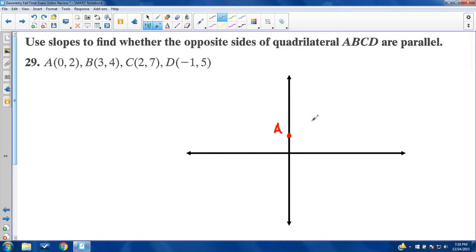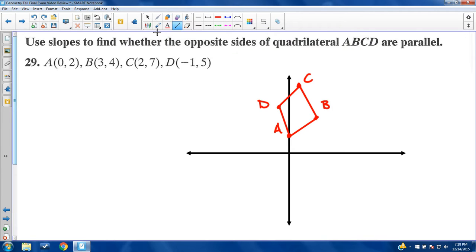B is at 3, 4. C is at 2, 7. Oh boy, way up here. And D is at -1, 5. Okay. Now here's a quadrilateral, and again, it's not drawn to scale, so you cannot go by this drawing. The point is, I want you to make sure you know which parts connect, because the idea is about figuring out whether or not opposite sides are parallel.